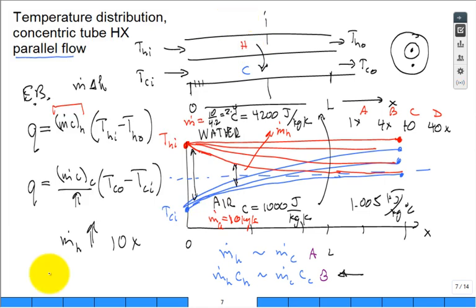They have a name for the product of m dot times c, because often you compare not just the specific heat, not just the flow rate, but the product of them. They call that capital C. They give it a name. I didn't name it. It's called the heat capacity rate. The heat capacity rate.